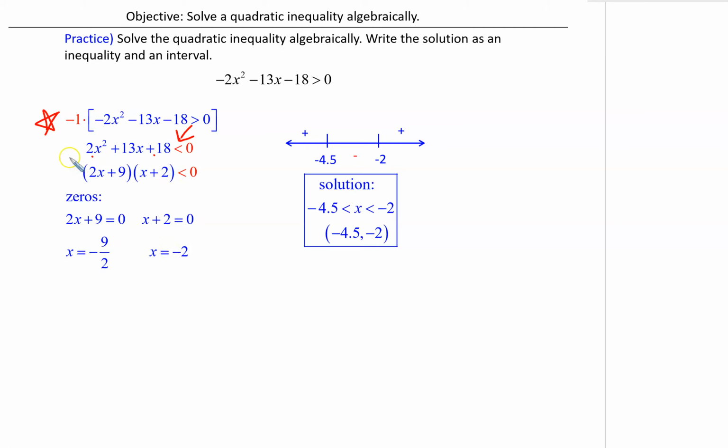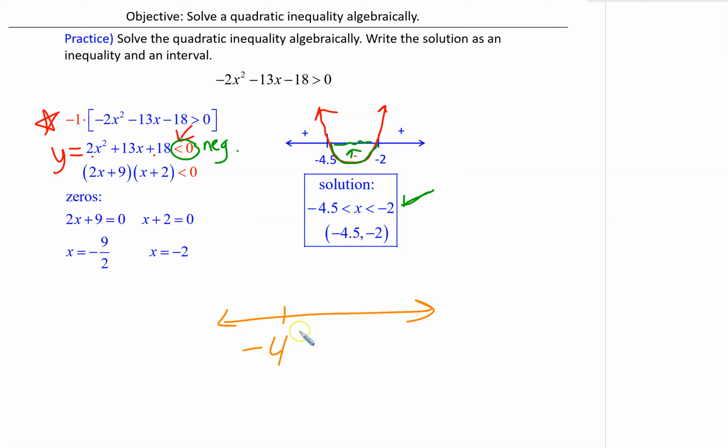In this case then, we are now going to, on our number line, graph y equals the positive 2 function, which means it does open up, and the sections are determined by the less than 0, which means the negative section, which would be here, which corresponds to the x's between negative 4.5 and negative 2. If you didn't multiply by negative 1, your zeros are exactly the same. So you have your negative 9/2, which is negative 4.5, and your negative 2.